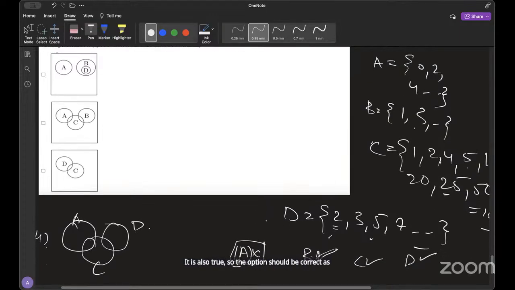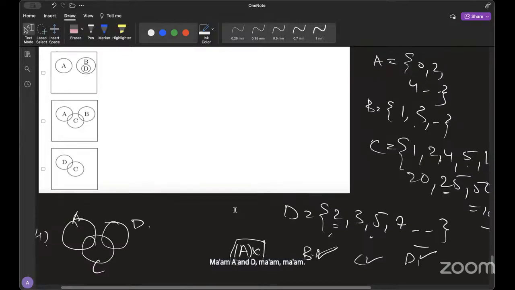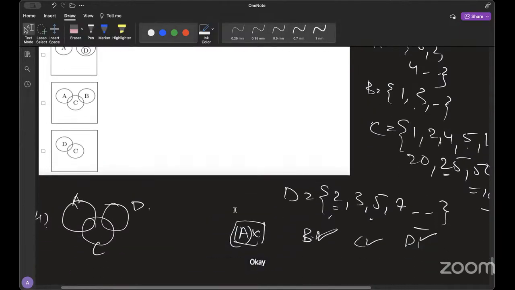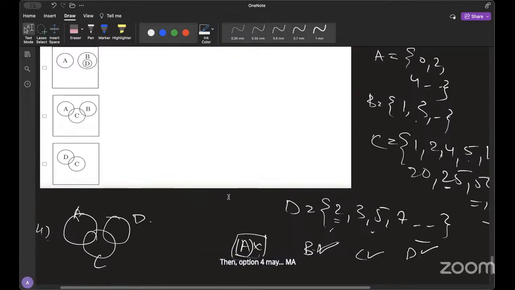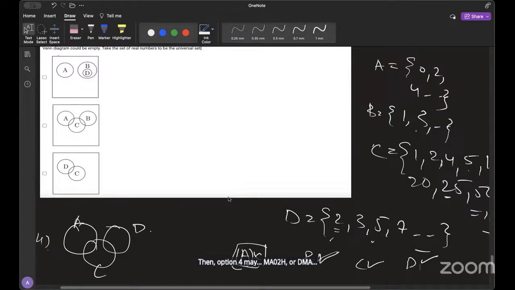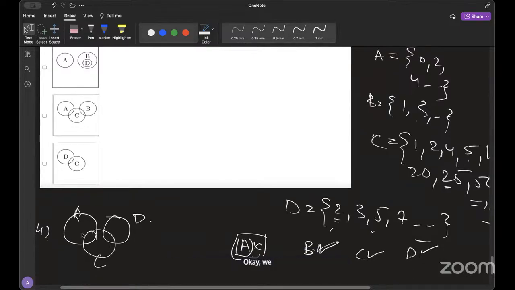Is this fine? Ma'am, A and D, please explain. Okay. Option A says that, okay. Is it clear now? Ma'am, in option 4, A has 0 and 2, and D starts from 2, right? Okay, we didn't check for A and D, right? A and D's intersection we didn't check, so they do have something common, right? 2 is common here, yes. So this is incorrect. Okay, thanks.